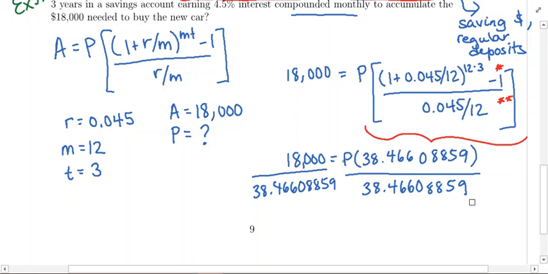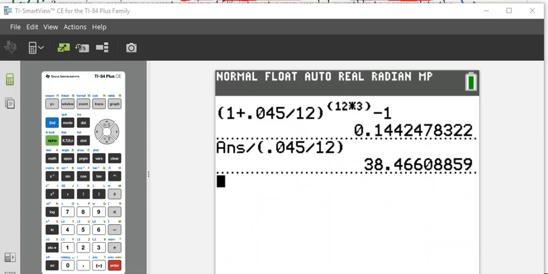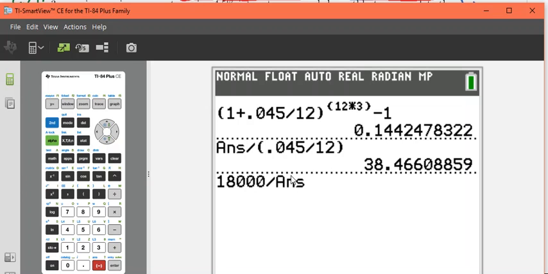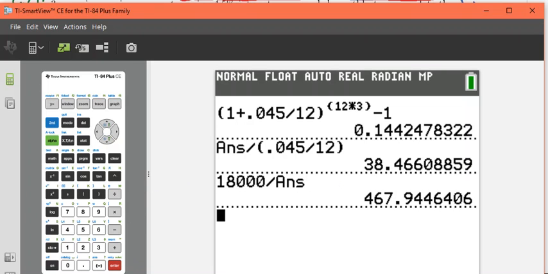So now on the right side, this number will cancel with this number. We will be left with P on the right, okay? We're going to go to our calculator and do 18,000 divided by this 38.46 blah, blah, blah number, okay? All right, so here we go. When you get to your calculator, you can go ahead and just do the 18,000 divided by, and remember, you can enter all the digits in again if you wanted to, or you can call up the previous answer by doing the minus key, okay? And that will take the 18,000 and divide by this 38.46608859 number, okay? Hit enter, okay?